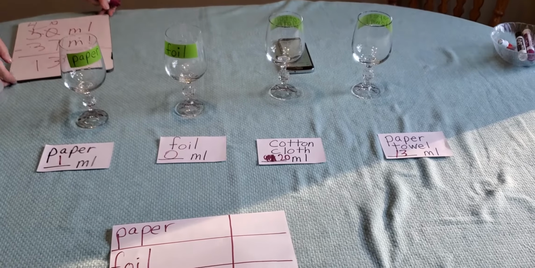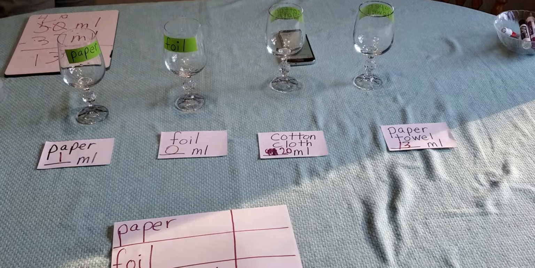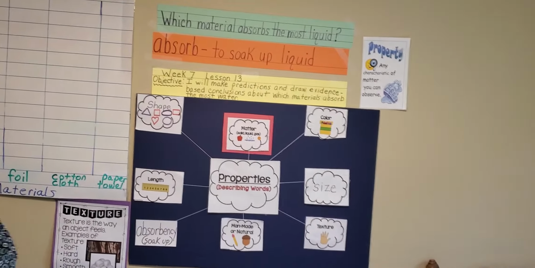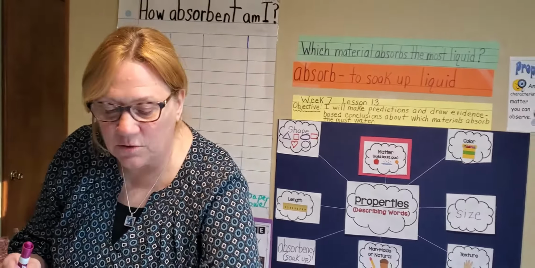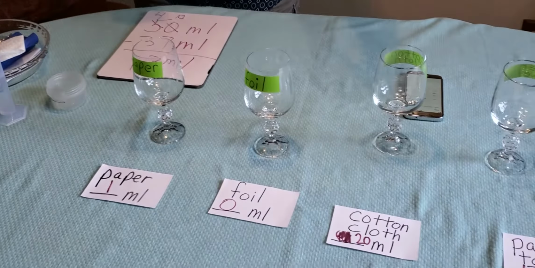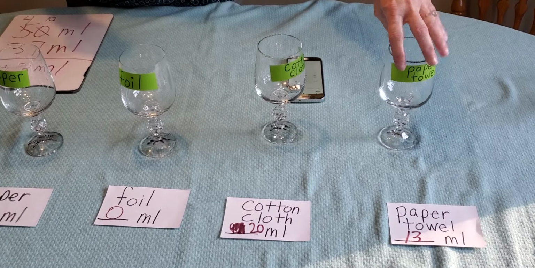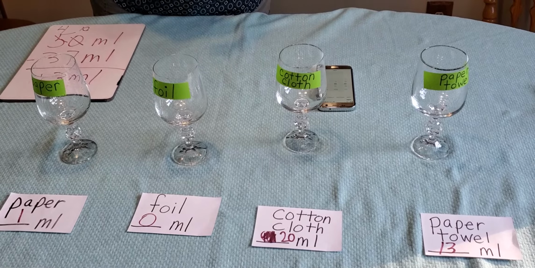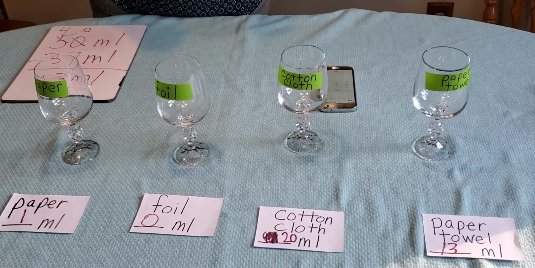Okay, so what can that tell us? What conclusion can we draw from that? We can draw that if you were looking for something to absorb, you wouldn't choose paper. You wouldn't choose foil. You might choose the paper towel, but it looks like the one that absorbed the most is the cotton cloth, and we're going to pause for a minute.